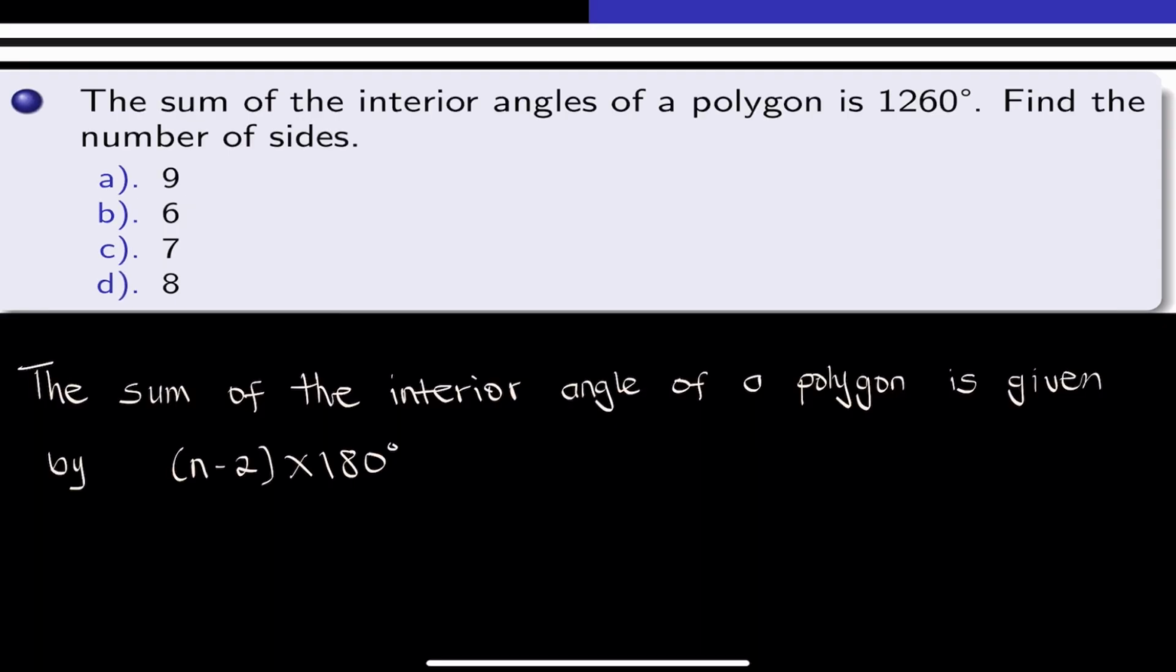To solve this question, we have to use the idea that the sum of the interior angles of a polygon is given by the formula (n minus 2) multiplying 180 degrees. So here we are being told that the sum is 1260 degrees. So this will imply that (n minus 2) multiplying 180 degrees is equal to 1260 degrees. So our goal is to find n.